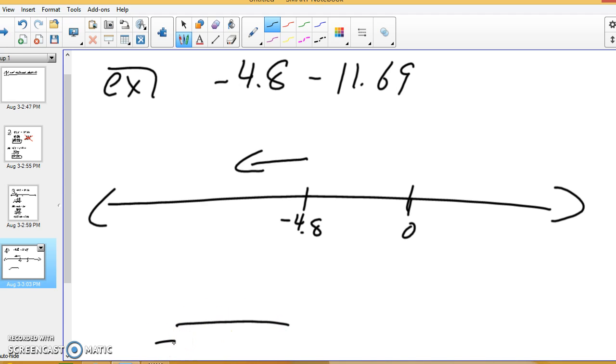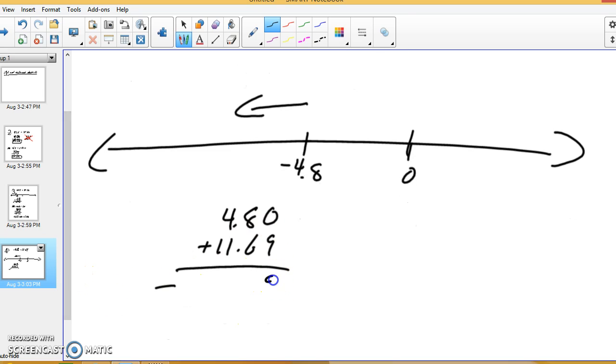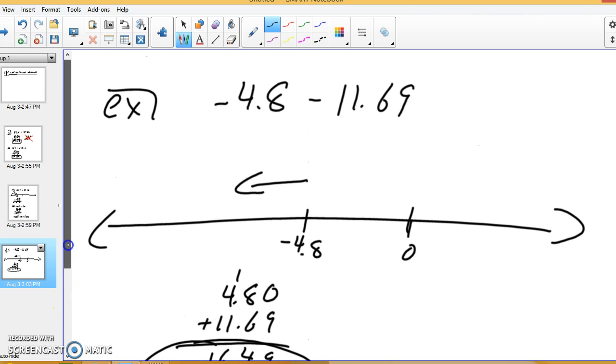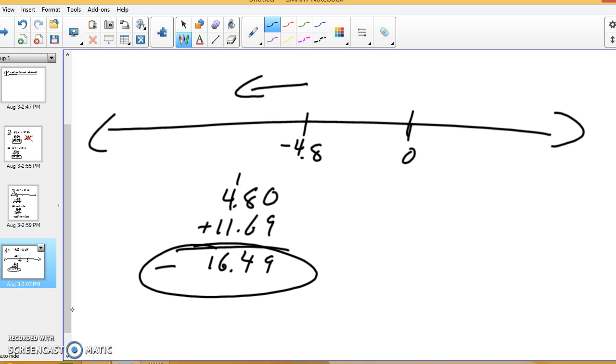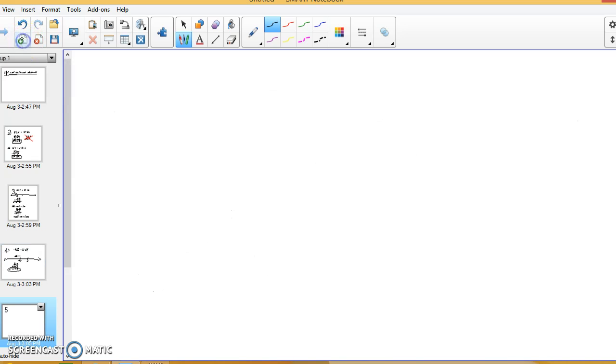So we again just think about it. Our final answer is going to be a negative, and we can just see it as 4.8 adding 11.69. Insert our placeholder 0, 9, 14, 6, and 1. Drop our decimal accordingly, and that is our answer. So negative 4.8 minus 11.69 is negative 16.49.